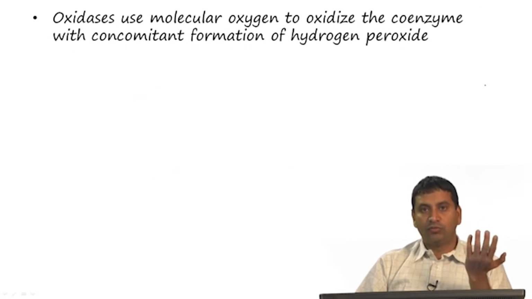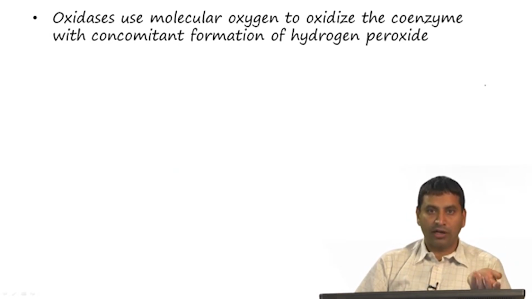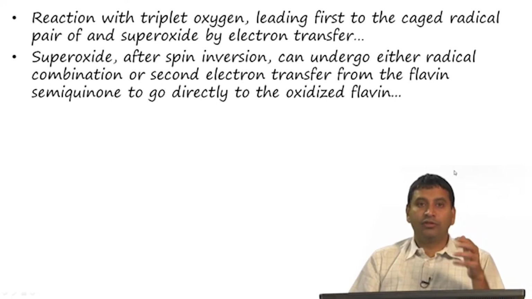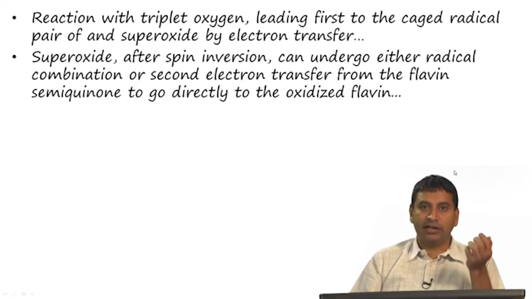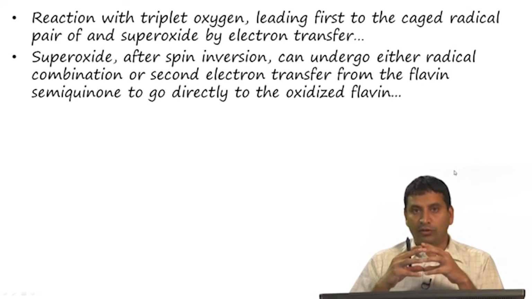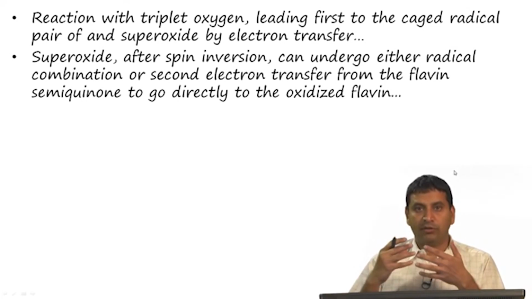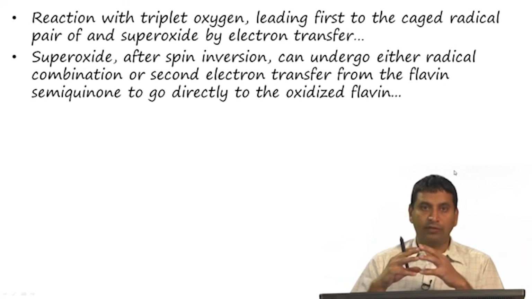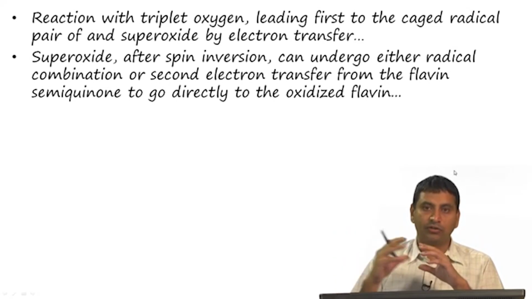Oxidases, on the other hand, use molecular oxygen to oxidize the coenzyme with the concomitant formation of hydrogen peroxide. Now, let us look at the way in which oxidases are going to function. One of the ways in which this can happen is by reaction with triplet oxygen, which leads to the formation of a cage diradical pair of superoxide by electron transfer. Then superoxide, after spin inversion, can undergo either radical combination or second electron transfer from flavine semiquinone to go directly to the oxidized flavine.